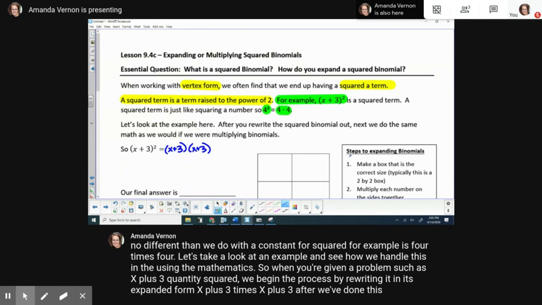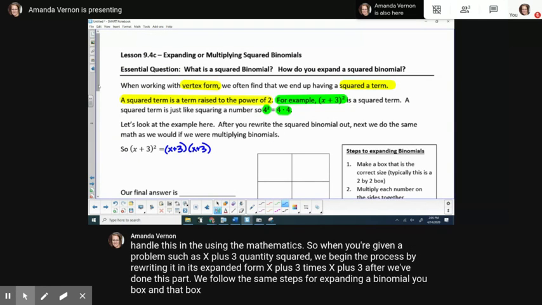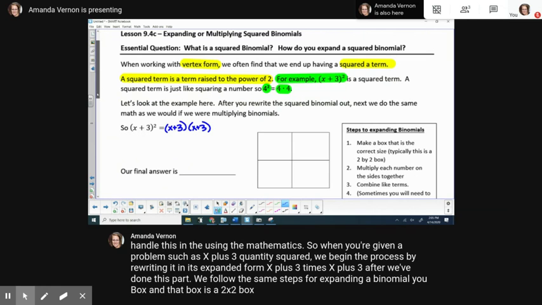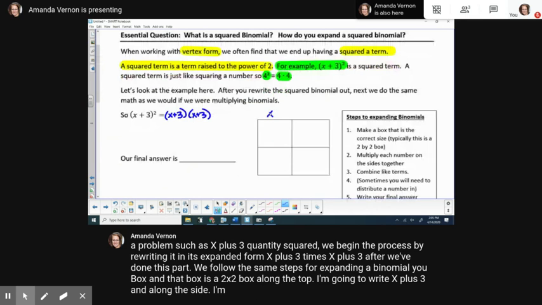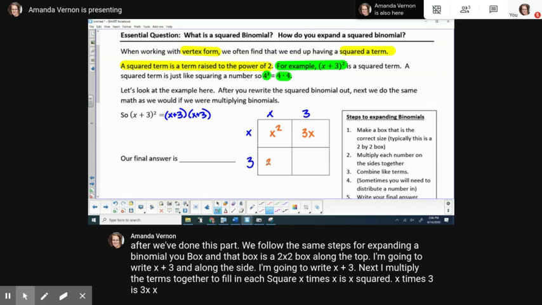After we've done this part, we follow the same steps for expanding a binomial. You create a box, and that box is a 2 by 2 box. Along the top, I'm going to write x plus 3, and along the side, I'm going to write x plus 3. Next, I multiply the terms together to fill in each square. X times x is x squared. X times 3 is 3x. X times 3 is 3x. And 3 times 3 is 9.